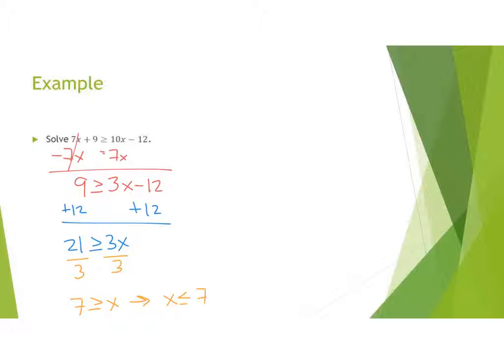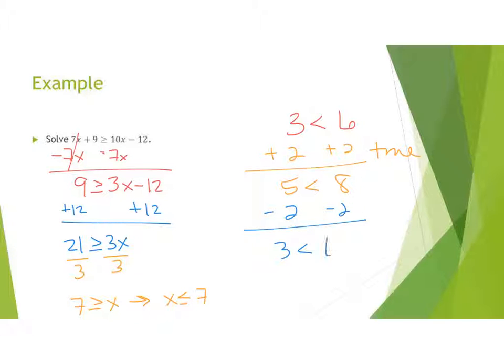Now one thing to point out, let's look at 3 is less than 6. If I add the same number to both sides, does that remain true? So I can add the same number to both sides. Can I subtract the same number from both sides? I'm going to go back to where I just came from. I can. That remains true. Can I multiply both sides by the same number?